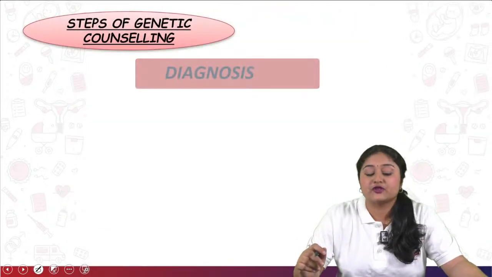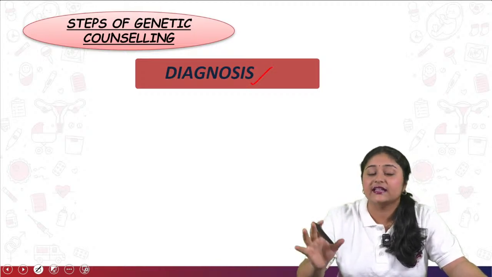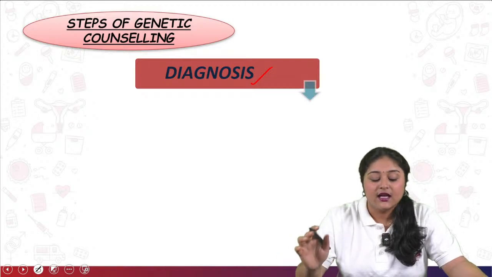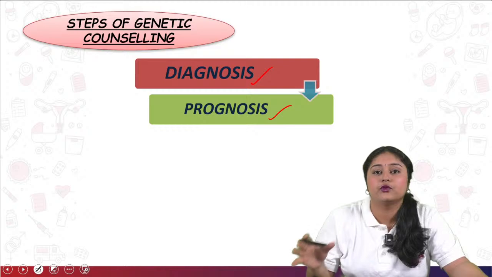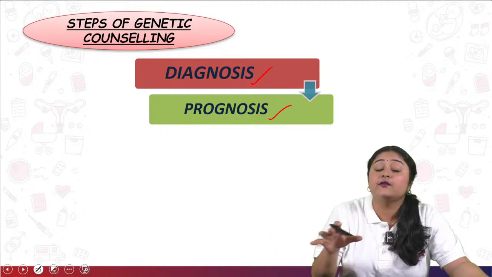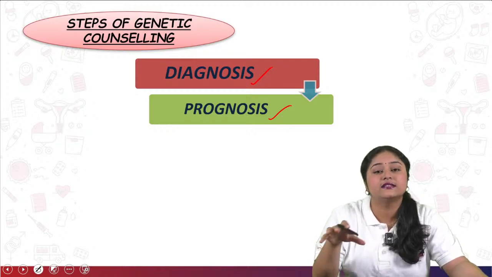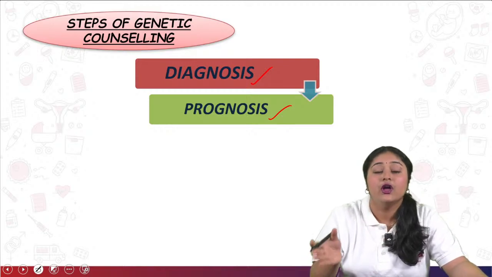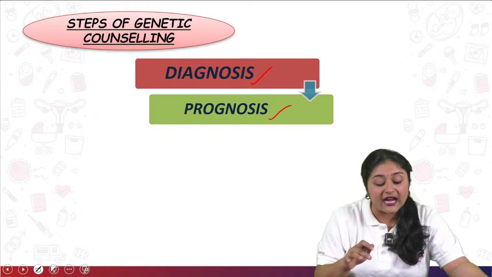Now come to the steps of genetic counseling. First is the diagnosis. How are we going to diagnose? By taking the history and collecting the data. Next one is the prognosis. After collecting all the data, you go for dissemination of the data, and at that time you can understand how the particular disease is progressing in that family's members. That process is called prognosis.